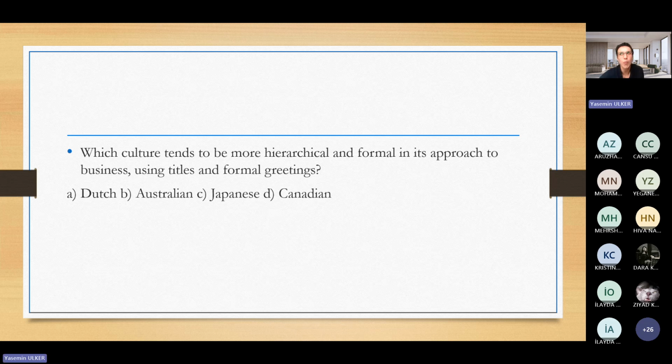Which country has more power distance, China or Japan? I think it's Japan. Remember last week, Dara? I think it's Japan too.